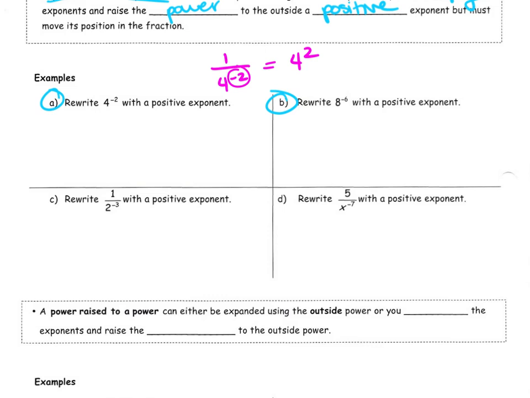So I have 4 to the negative 2nd power. I want to rewrite it with a positive exponent. I have 8 to the negative 6. Rewrite it with a positive exponent. Okay, good. You should have gotten 1 over 4 squared. 1 over 8 to the 6th, right? We're just moving the position.